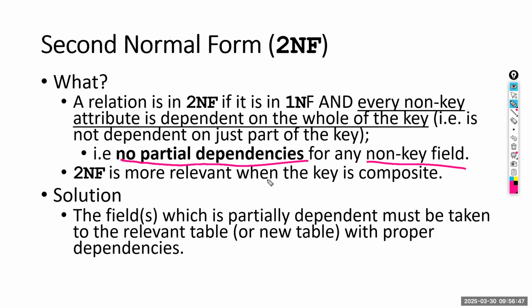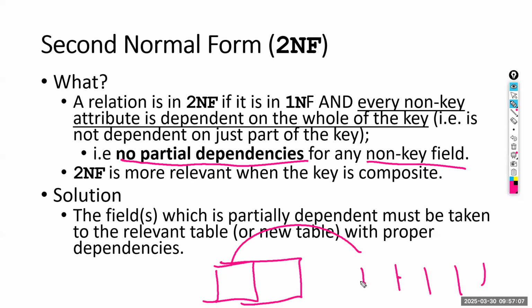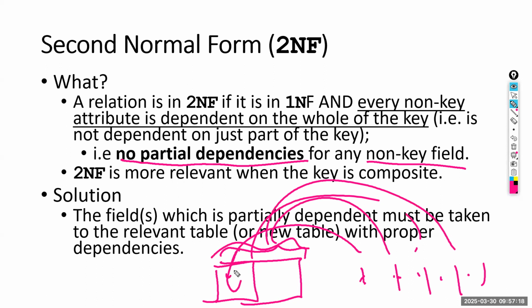Okay, so this is more relevant when you have composite primary keys. So basically it says all your non-key attributes must depend on your primary key. And if it is a composite primary key, all your non-key attributes must depend on the whole of the primary key, not just part of it. Whole of the primary key. If a particular attribute depends on part of it rather than the whole, then it violates 2NF. If a particular attribute does not depend on the primary key, again it violates 2NF.